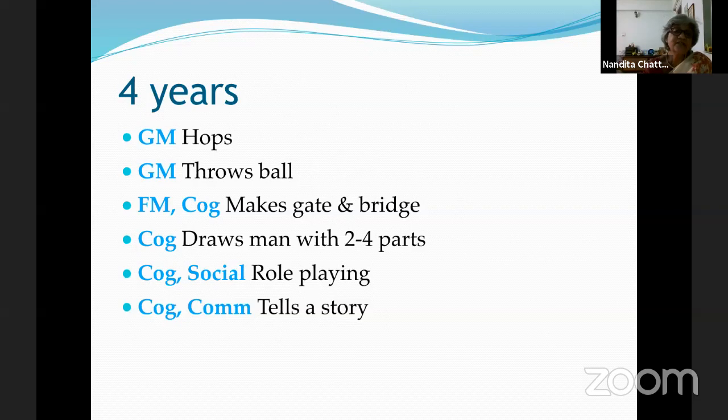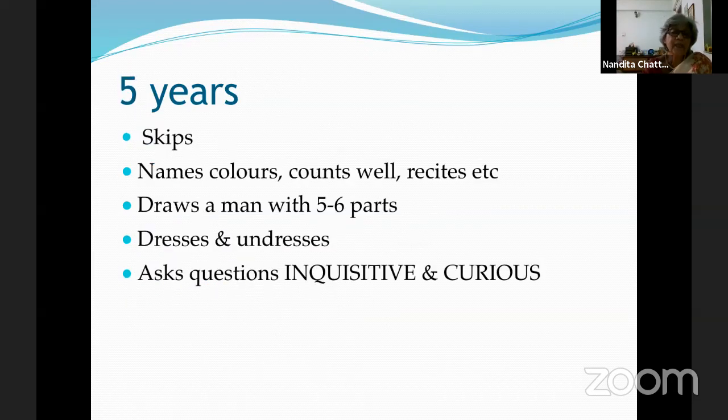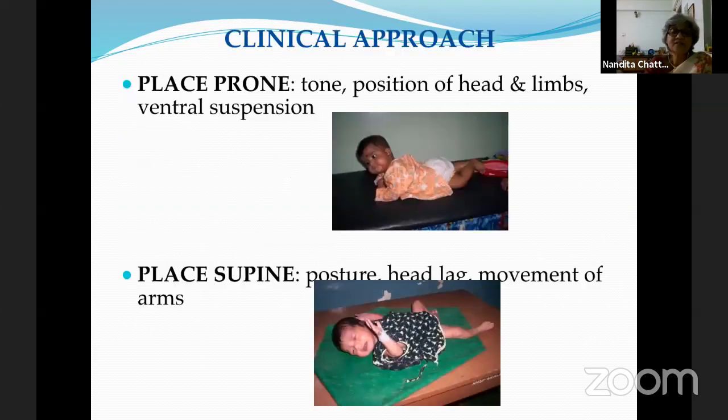And at 5 years, we will stop at 5 years. Next slide. Now he knows colors, he can count well, he can recite a rhyme, he can do his own activities. And the main important thing at 5 years is he wants to learn. He's inquisitive and curious. So this is the flow of events in development. Next slide. With this knowledge, a baby is brought to you.